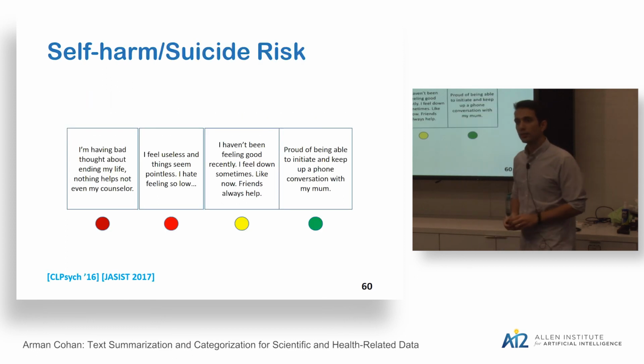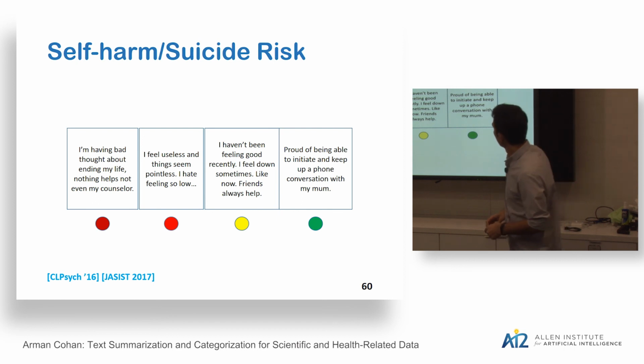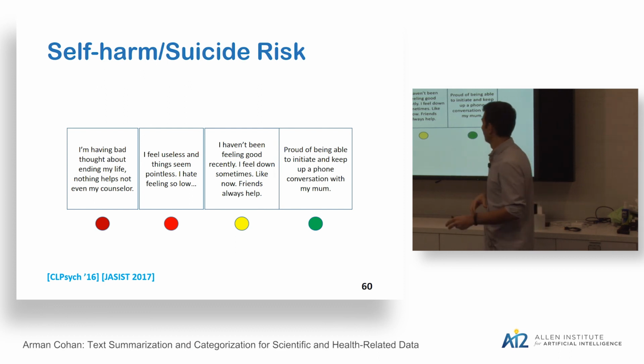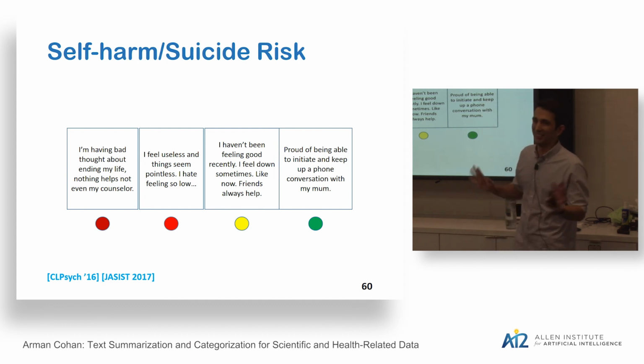Sorry, how did you guys determine which ones were at risk? Like, how did you know that the yellow one was yellow? These are annotated by domain experts. Yeah, I'm not an expert in mental health.